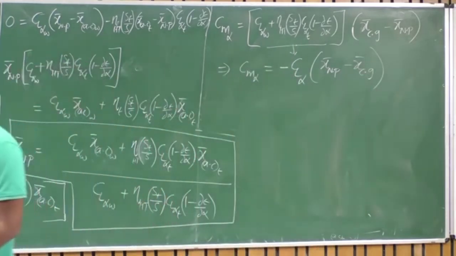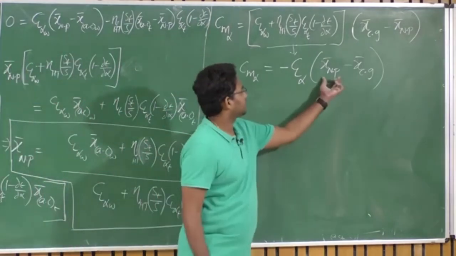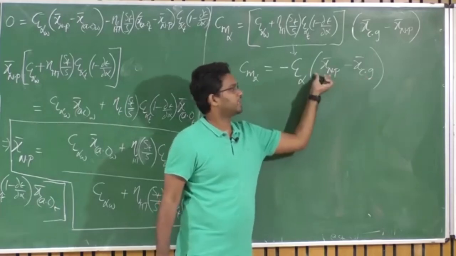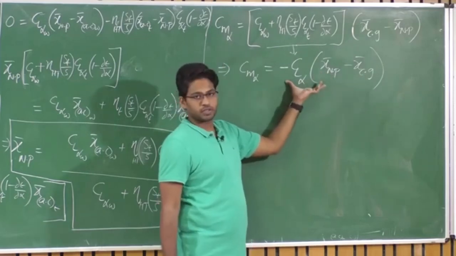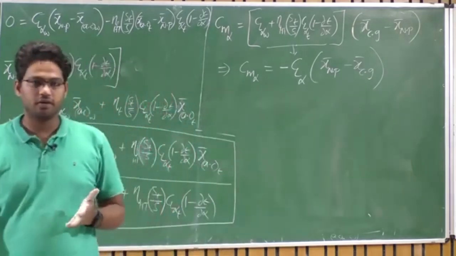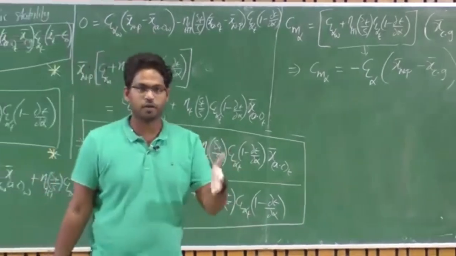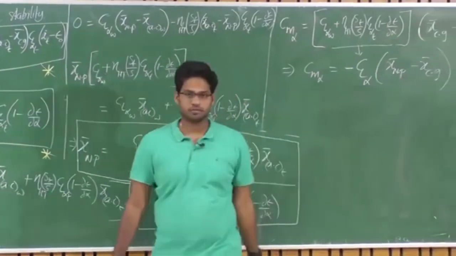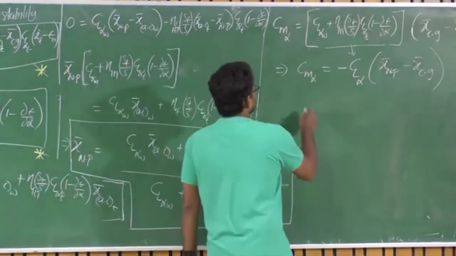Okay. So now will you appreciate my initial statement? If your CG crosses this NP, that means this becomes larger than this, so this particular term is negative. So the expression becomes positive, so Cm alpha becomes positive. So for the configuration, in order to have longitudinal static stability, your CG should be ahead of this neutral point. Okay.